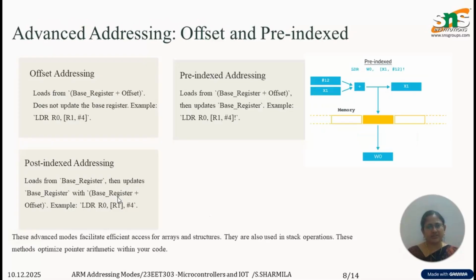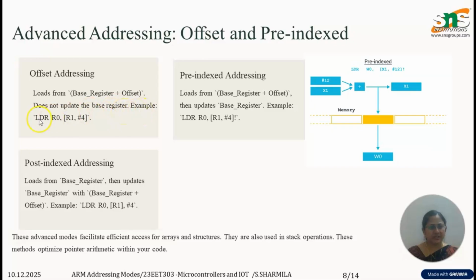And next one is the advanced addressing modes, that is offset, pre-indexed and post-indexed. ARM supports powerful addressing capabilities for efficient memory traversal. The first one is the ARM offset addressing mode. It accesses memory at base register plus offset. So it does not update the base register.